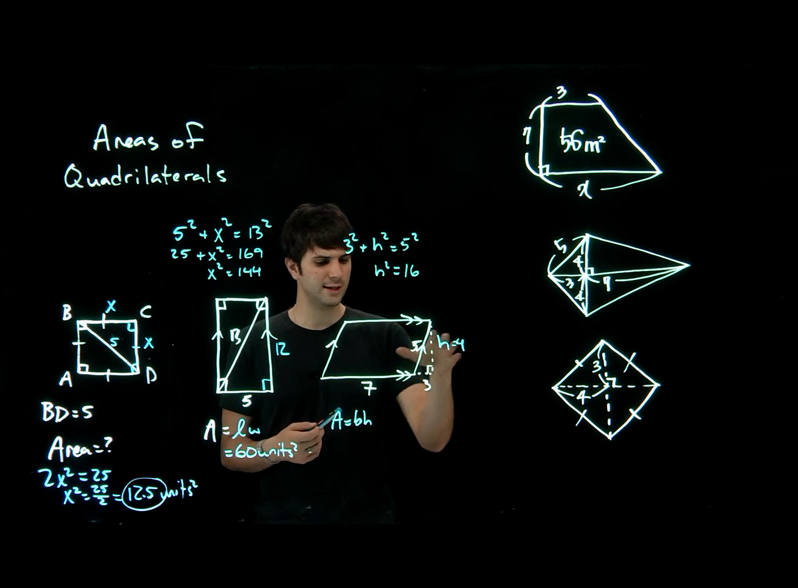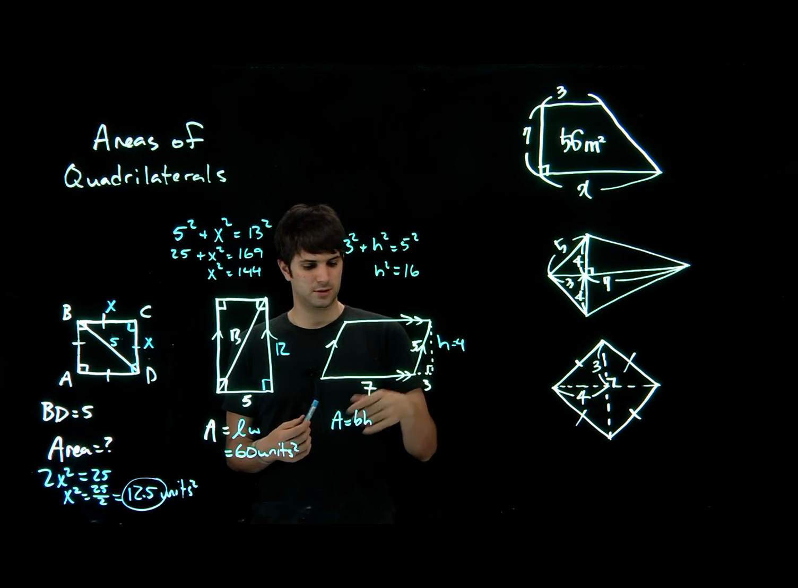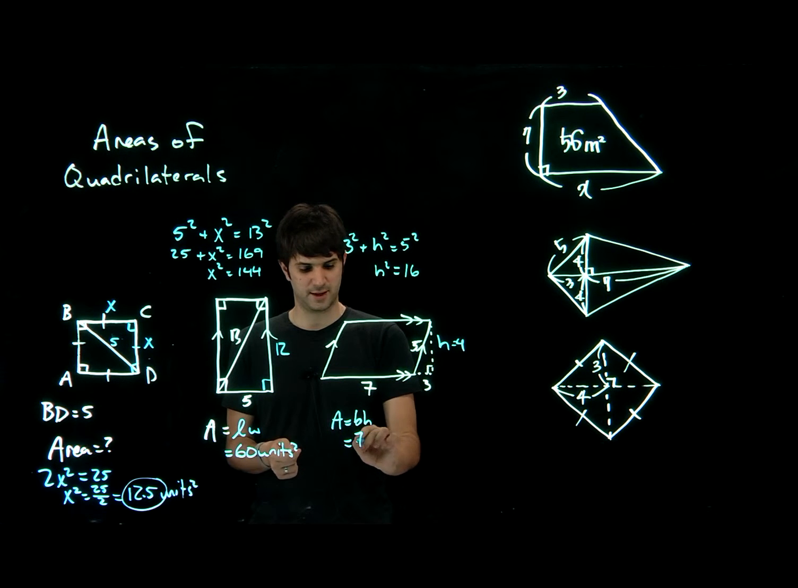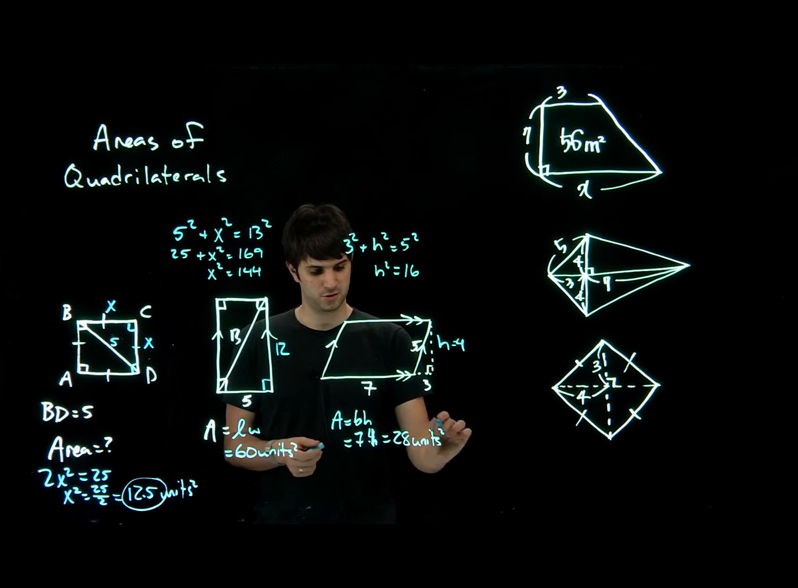So anyway, we know that base times height is the area. So 4 times 7 is going to be our area. The base is 7, sorry, the height is, let me rewrite this as 4. Okay, so that equals 28 units squared.